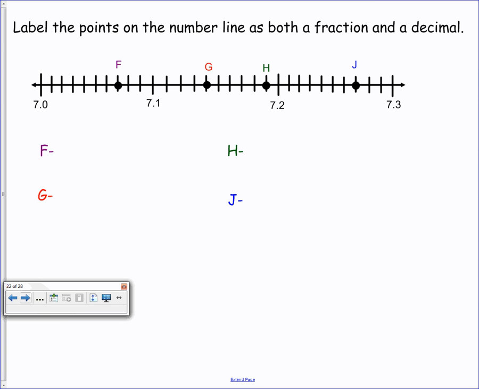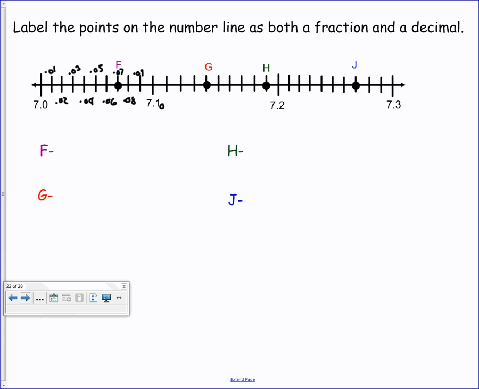Let's look at another one. Label the points on the line as both a fraction and a decimal. So that's 0.1 or 1/10. So that means that I'm counting by hundredths. 1, 2, 3, 4, 5, 6, 7, 8, 9, 10.